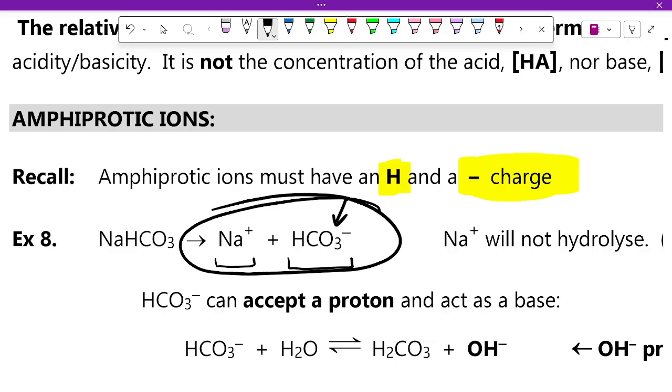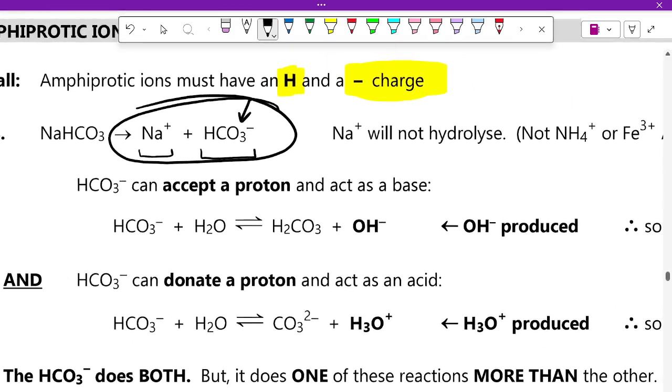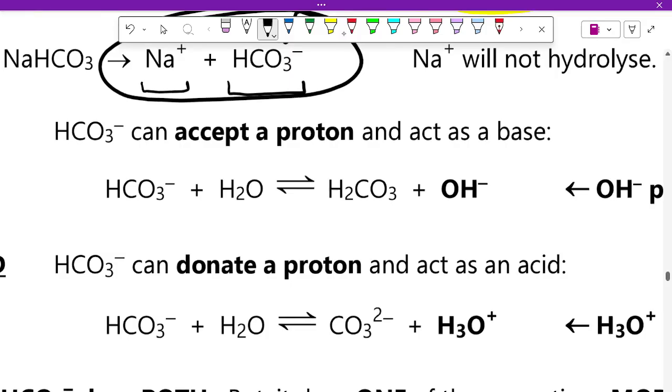Why do I stress that? Because that means that some of them will accept protons and some of them will donate protons. It's just that more of them will do one than the other, depending on the strength of that anion as an acid, and its strength as a base. So what you can do then is you can say, okay, well, it could accept a proton, or it could donate a proton.